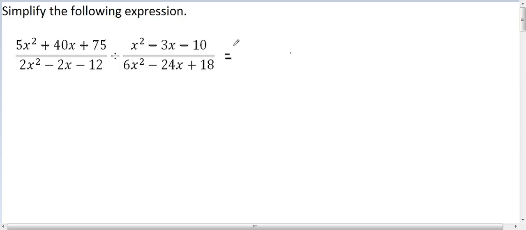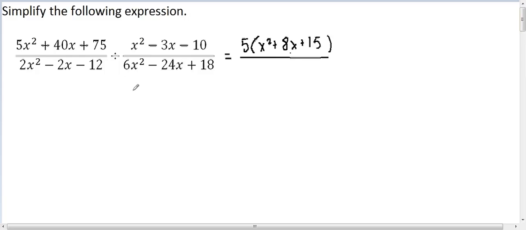First, let's take a look at the polynomial for the numerator in the first fraction. We have 5x squared, 40x, and 75. These three terms have a factor of 5 in common, so let me go ahead and factor that out from the polynomial here, and we'll be left with x squared plus 8x plus 15.